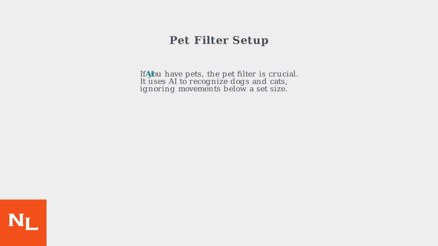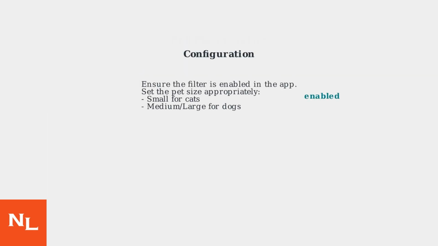If you have pets, the pet filter is crucial. It uses AI to recognize pets like dogs and cats and ignore their movements below a certain size threshold. Ensure the pet filter is enabled in the Eufy app. Configure the pet size setting to match your pets. Small for cats, medium or large for dogs. This prevents false alarms from pet movements.